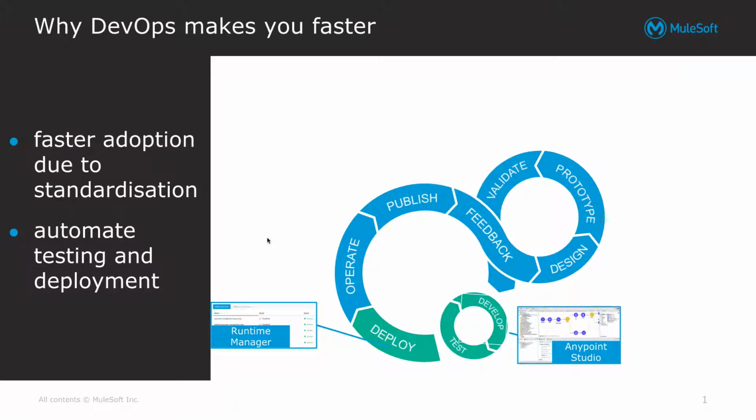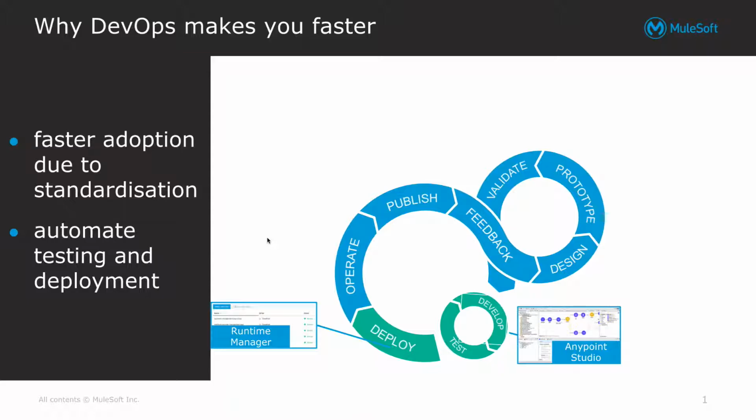Why DevOps makes you faster. When you choose an integration tool for all your internal and external connectivity, you want a tool that fits in with your existing CI/CD strategy, not having to use different deployment methodologies than the rest of the enterprise. Anypoint platform is built using REST APIs, enabling all CI/CD tooling to work as standard, enabling faster adoption.